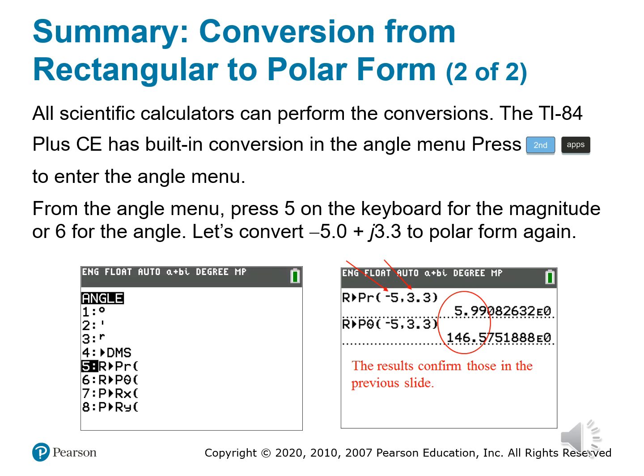I said before, this is not a calculator class, and nor am I promoting one particular calculator over another, but we have instructions for the TI-84 on this slide from this publisher. So let's go ahead and look at the slide and look at how we convert from rectangular to polar using your calculator. In the last segment, we took a long road, manually calculating the magnitude and the angle of the complex number, negative 5.0 plus j 3.3.